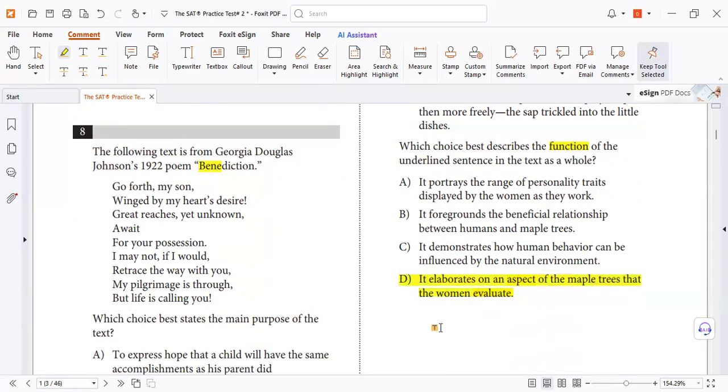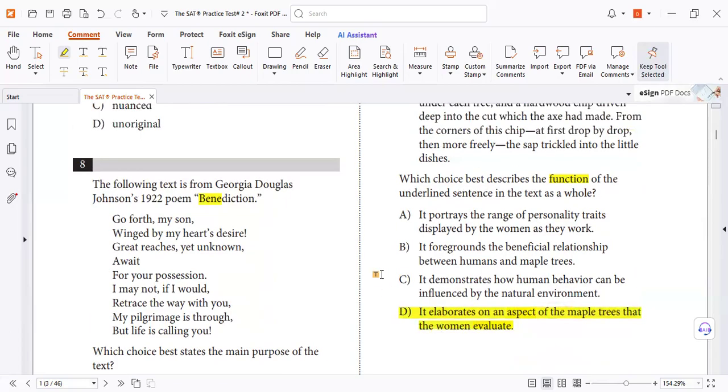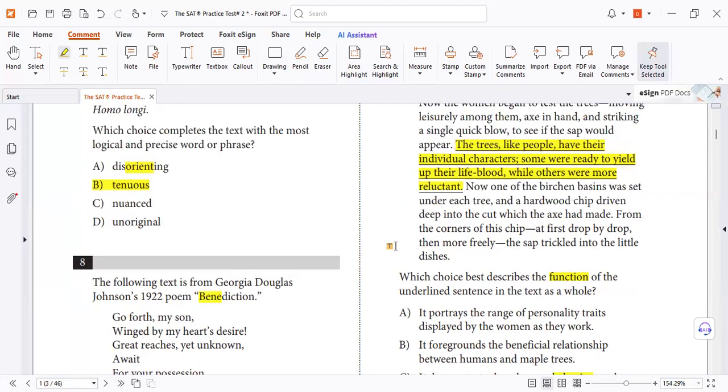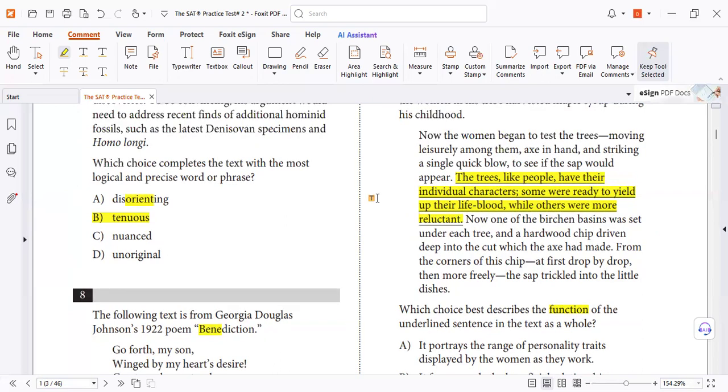This is called the aspect. You said it's letter C. You said how human behavior can be influenced, but we are not talking about how the behavior could be controlled by nature. Because don't you mention how nature controlled the human, in the underlined part only, right? So it's a question of function, read very quickly. That's why. Let's go.